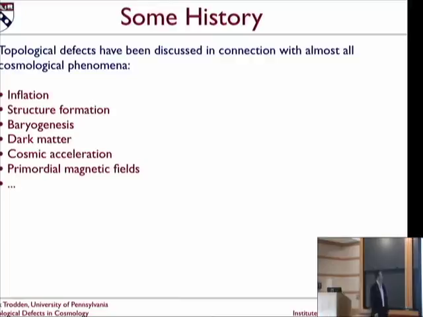So you must have heard that the universe is getting bigger faster today. And it turns out the one way to do this, although not particularly well, is by using a network of defects. And I'll talk about that in a minute. They've been discussed as a way to get primordial magnetic fields. And I could go on and on and on. They've been very, very popular.